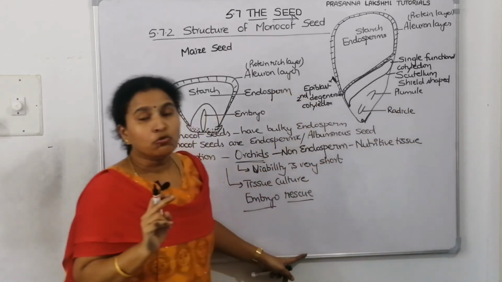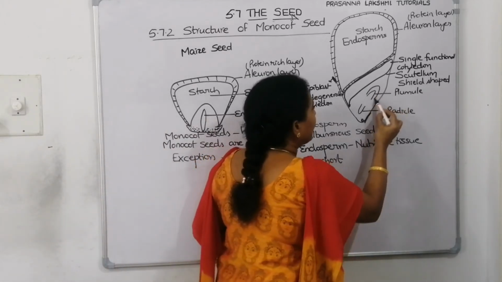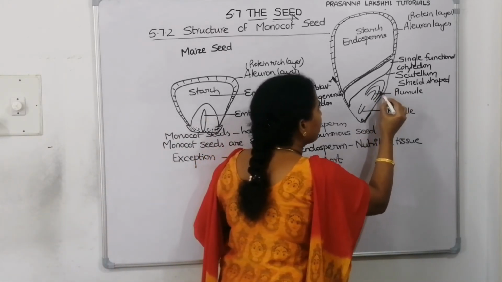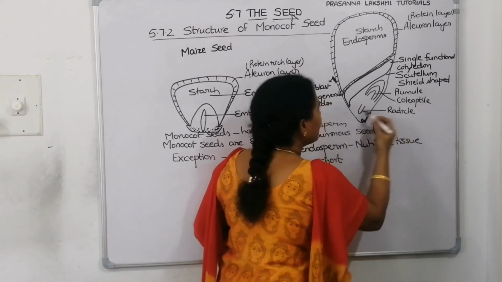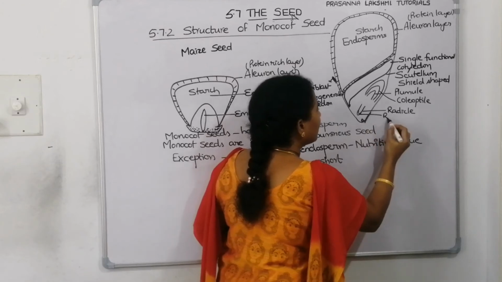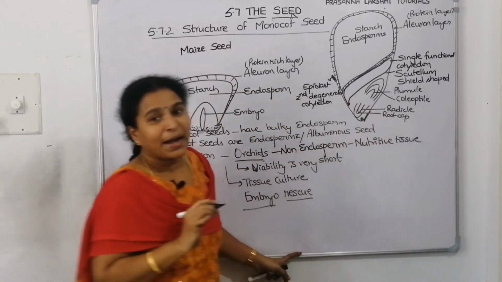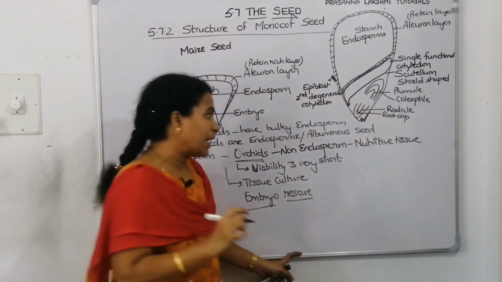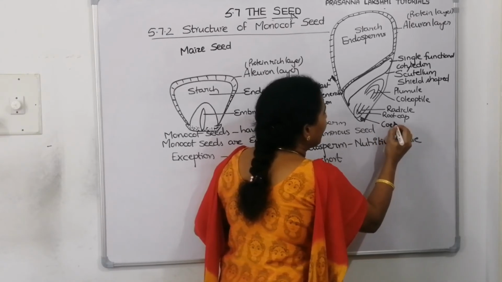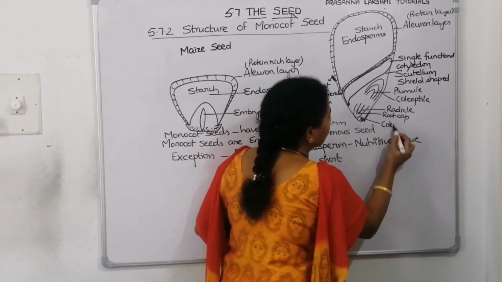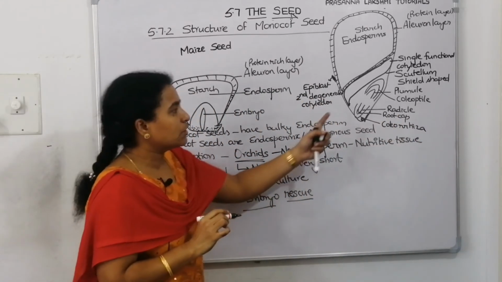The plumule, the shoot axis, is covered by a covering. What is that called? Coleoptile. Parallelly, the root has a root cap. This is the root cap, and the root cap is also covered by a membranous covering. What is that called? Coleorhiza. In monocots, the plumule and radicle are covered by coleoptile and coleorhiza. The root radicle is covered by coleorhiza, the shoot is covered by coleoptile.